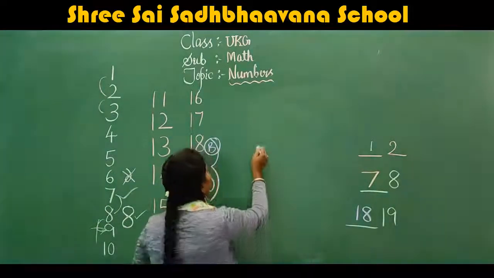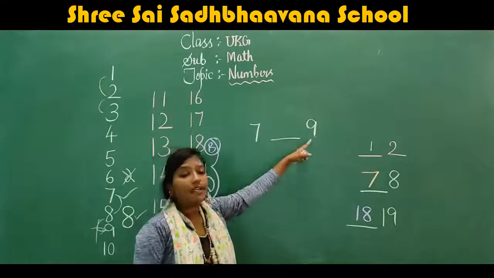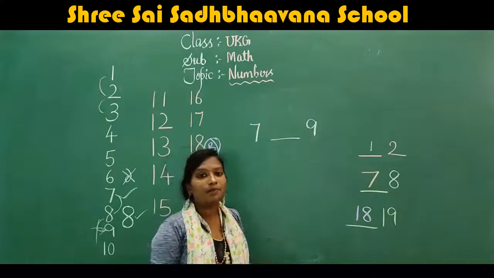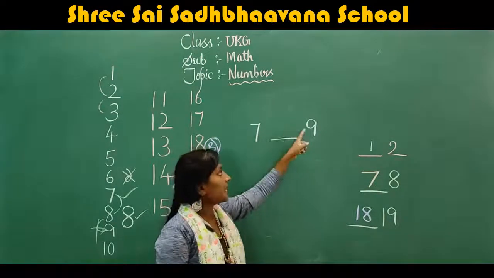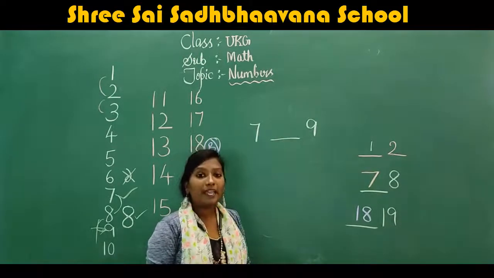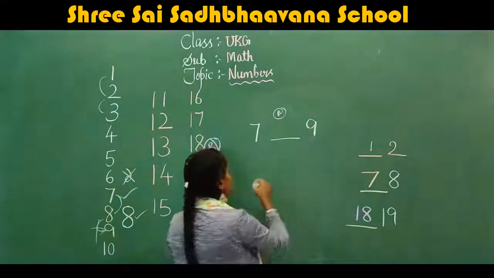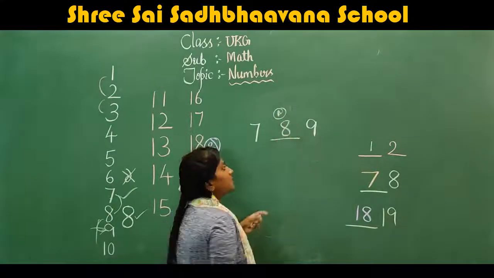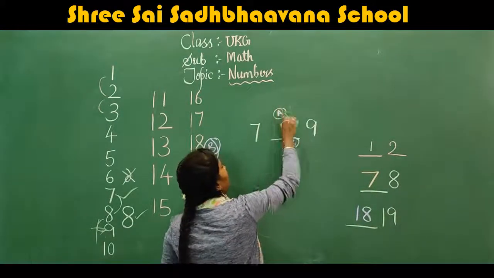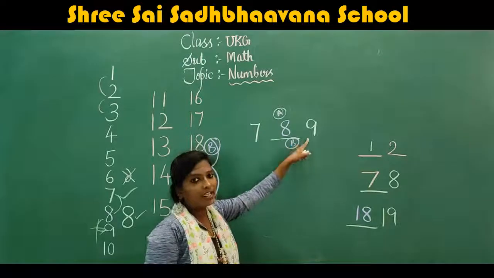Okay, next. 7 and 9. In between, which number will come? Between 7 and 9, in this blank which number will come? Yes, number 8. How number 8? Yes, 8 comes after 7 and before 9. Right, children? 7, 8, 9. And next.